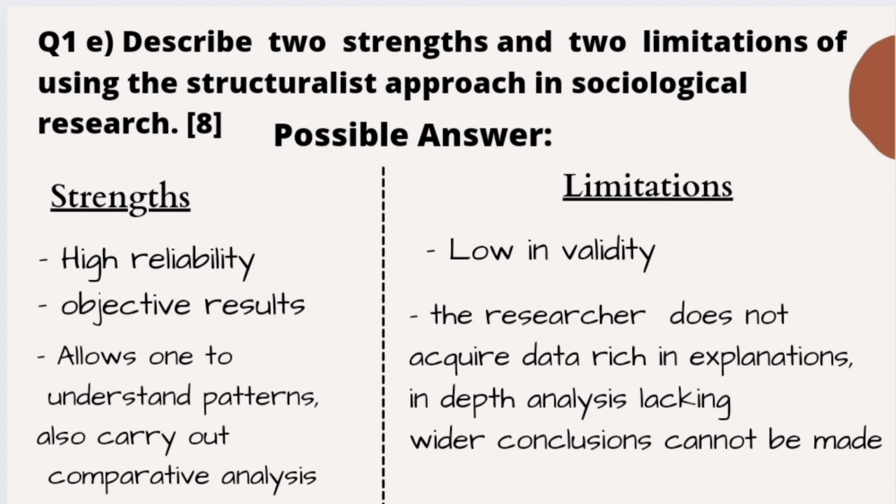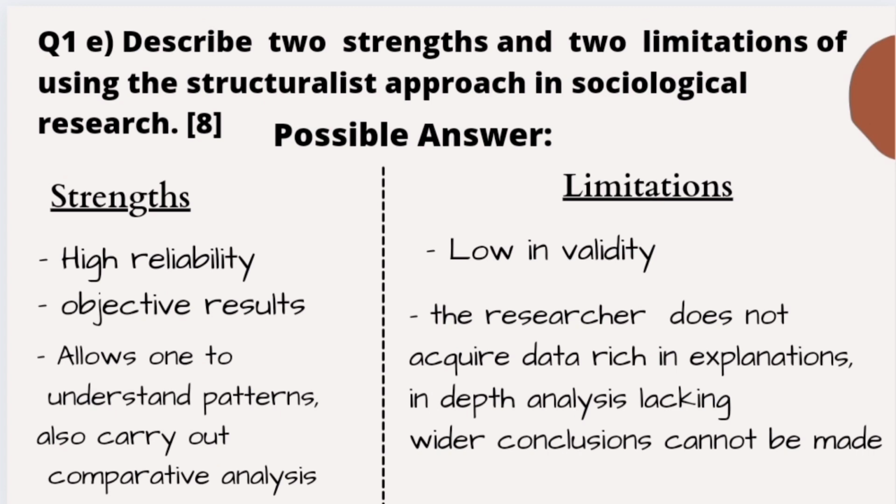Okay, so now we're going to move on to part E, which says describe two strengths and two limitations of using the structuralist approach in sociological research. So you need to break down that question, and we're aiming for full marks. I'd say we're going to divide this question into two parts. One is strengths and the other is limitations. In strengths, you mainly have to mention two major points in order to get 4 marks. And in limitations, you're going to mention 2 limitations in order to get the other 4 marks. So you get full 8 by mentioning 4 major reasons.